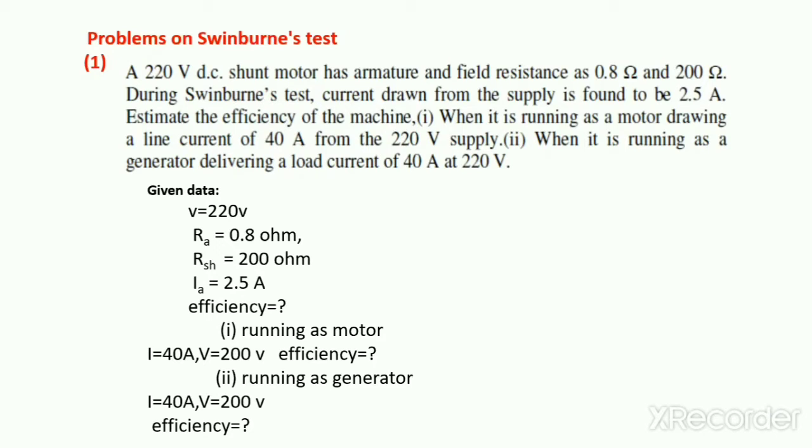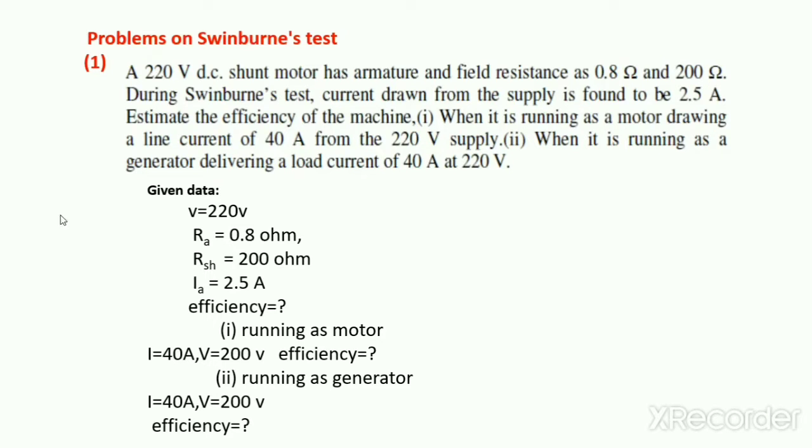What is the difference between the direct load test and the Swinburne's test? In the direct load test, we directly apply the load on the motor and calculate the efficiency for each and every load. But in this case, we assume the loads, such as half load or full load, and then determine the efficiency as a motor and as a generator. That is the difference between the Swinburne's test and the direct load test.